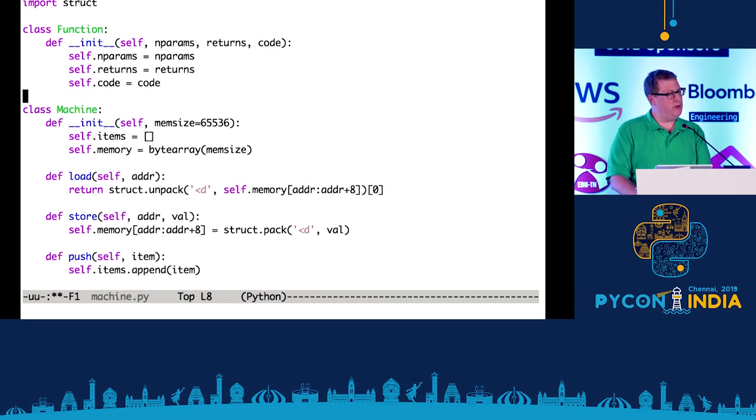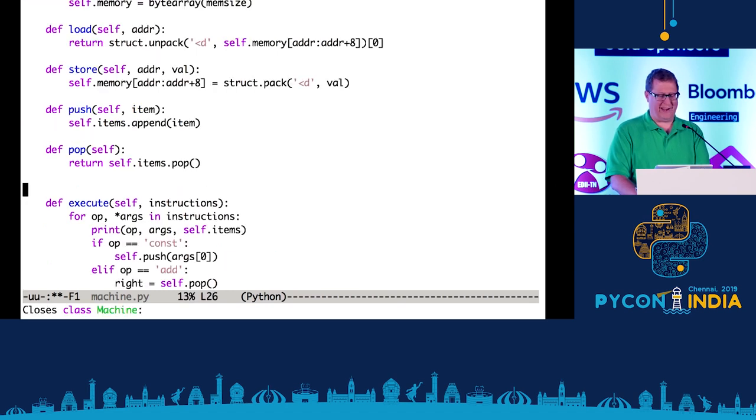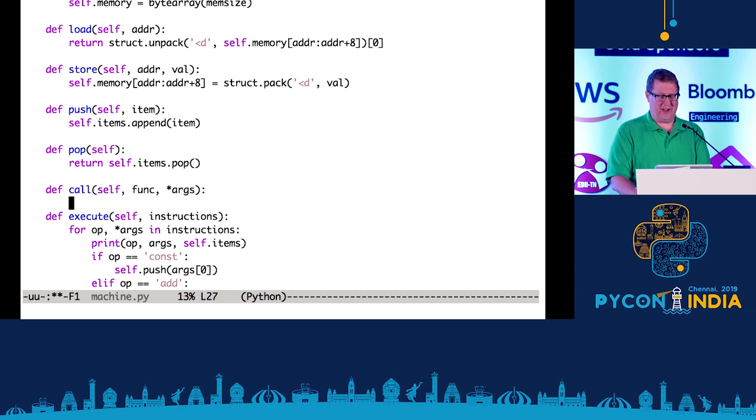Okay, so you're going to have a few features like that. And then what I'm going to need to do is add a little bit of stuff to my machine to make function calls work. One of the ways that I could do that is add a call method where you give me a function and some arguments, and then I set up a function call. Now, one of the things you're going to need with functions is a notion of local variables. When you call a function, you get new local variables and parameters.